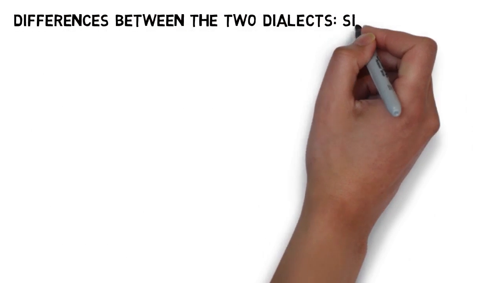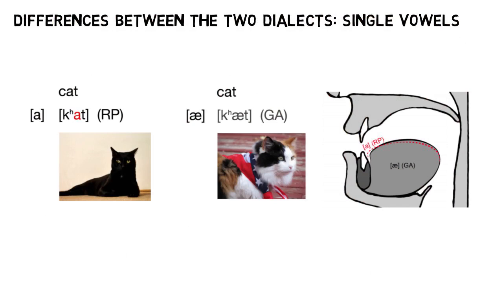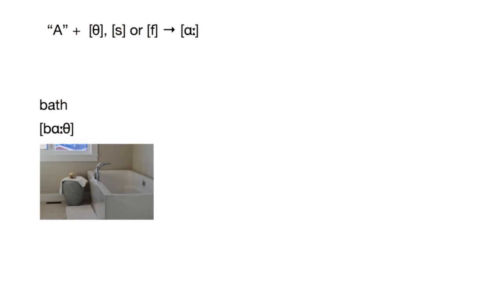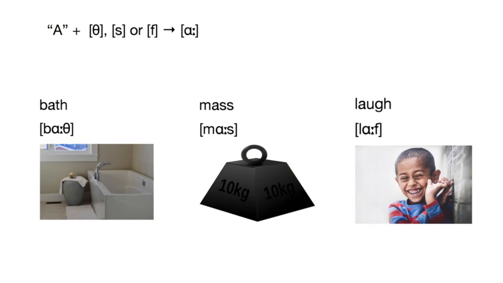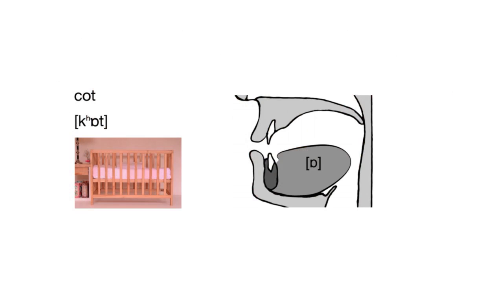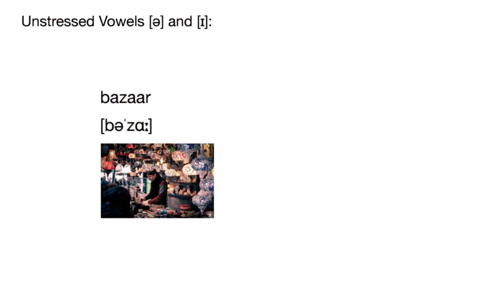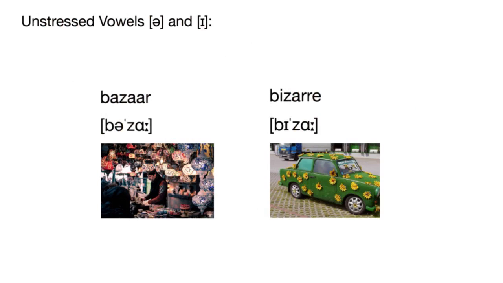Next, we went on to the single vowel sounds. There was a as in cat, which was lower and further forward in the mouth when compared to American English's a. Then there was the long r as in bath, which showed up when you had an A followed by th, s, or f. Then came the short o as in cot, which was low and far back in your mouth with rounded lips, and the long or as in court or walk, which was a little higher in the mouth, but still far back and with rounded lips. We then discussed the unstressed schwa vowel, as in bazaar, and the unstressed I vowel, as in bizarre.